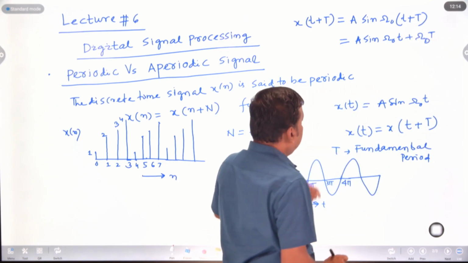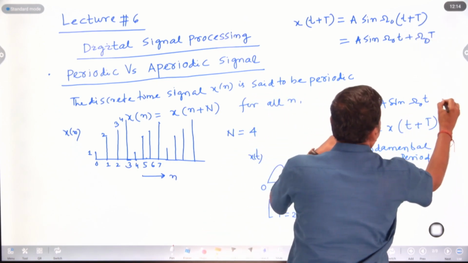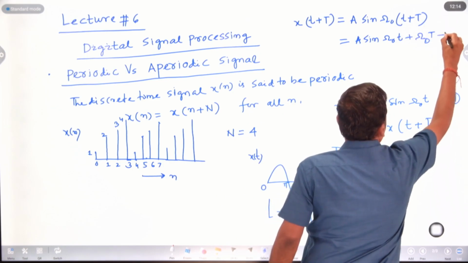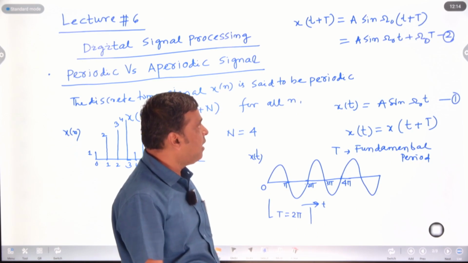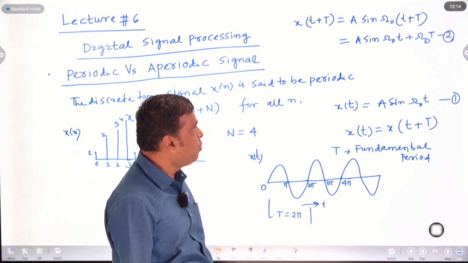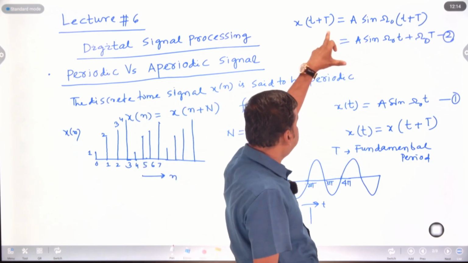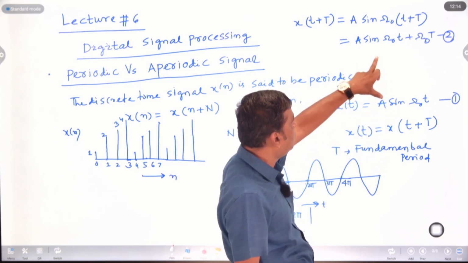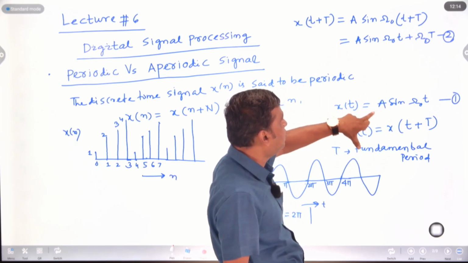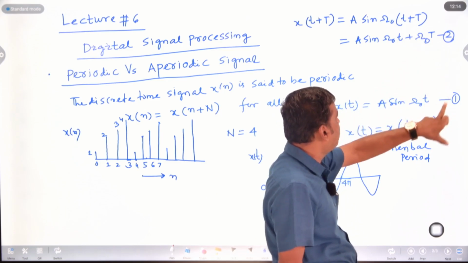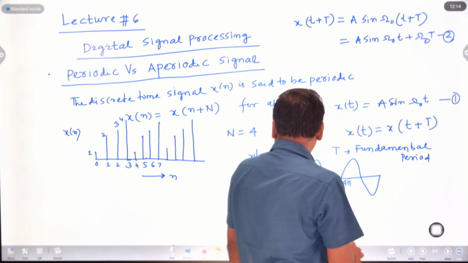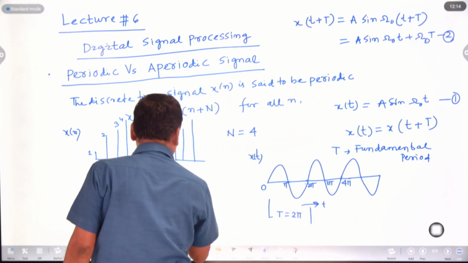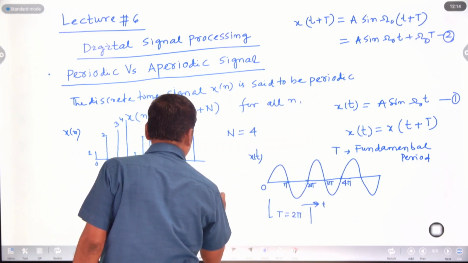Suppose this is equation 1 and this is equation 2. A sinusoidal signal is periodic with the period 2 pi. Here, equation 1 equals equation 2, which means the omega 0 capital T value is nothing but 2 pi.